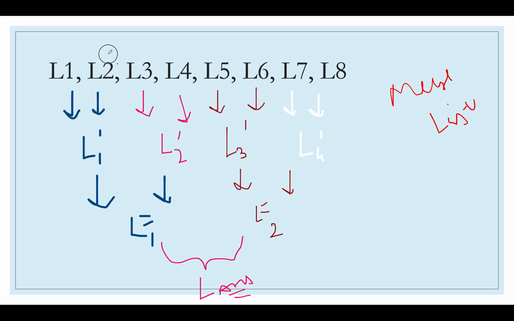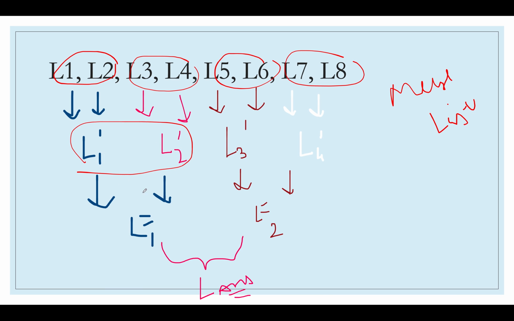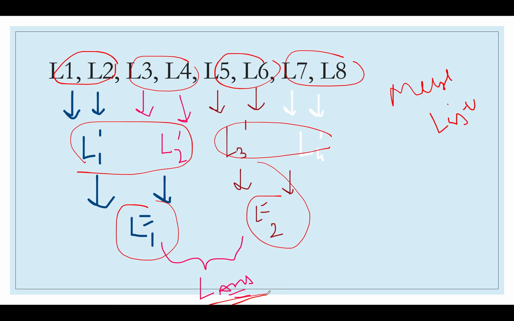So we will make pairs: L1 and L2, L3 and L4, L5 and L6, L7 and L8. We'll merge them pairwise. So we get L1 dash, L2 dash, L3 dash, and L4 dash. Then again we repeat the same process. Using L1 dash and L2 dash we get L1 double dash, and using L3 dash and L4 dash we get L2 double dash, and the final merger gives us our final answer.